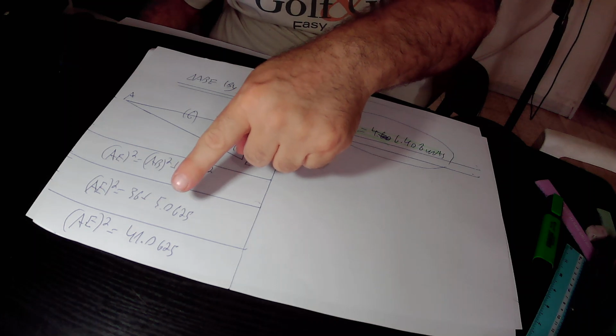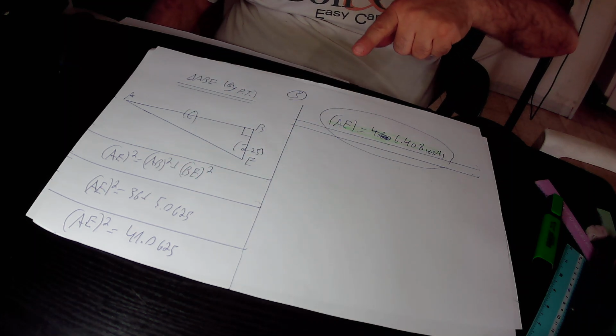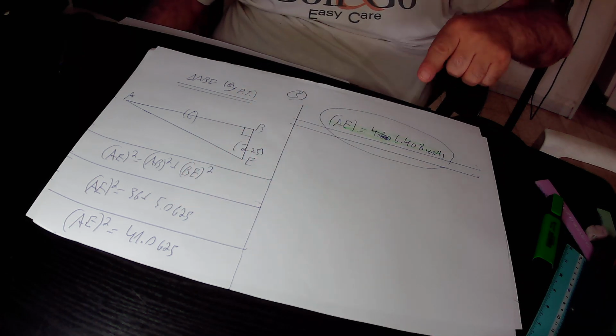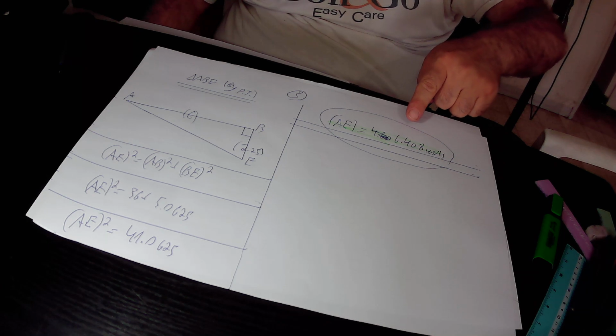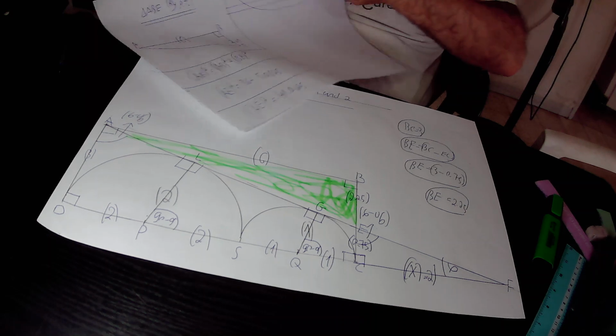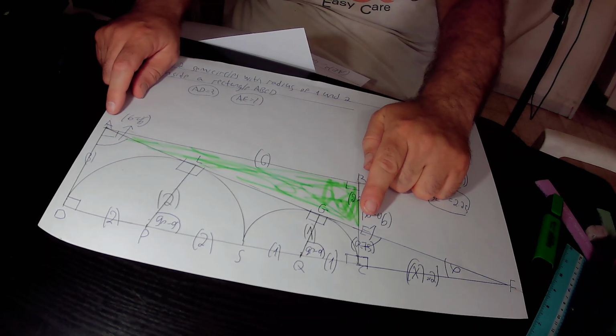Here we took a root out of this equation and finally found out that the missing side AE equals to the square root of 41.0625. That is actually equal to 6.408. So in conclusion, we found out that the length of this side AE equals to 6.408 units.